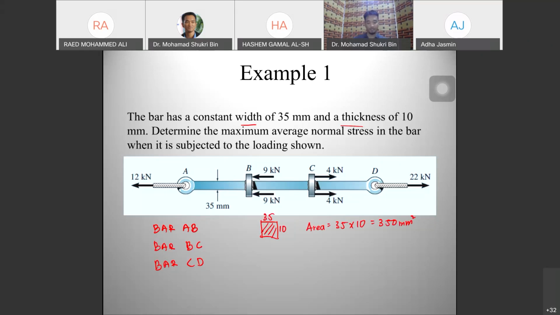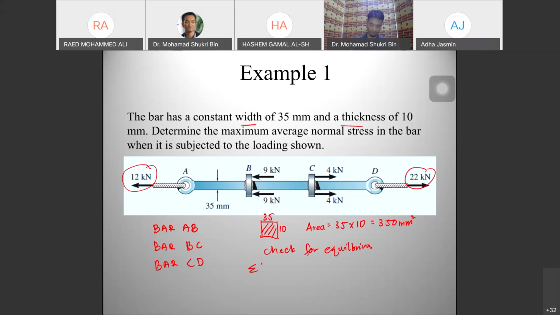Only that bar AB, bar BC, and bar CD have different forces. You have 12 kilonewton here, you have 22, you have 4, you have 4, you have 9, you have 9. Overall, this should be in equilibrium. If not, the question is wrong. Let's say you have 12 to the left. Check for equilibrium.